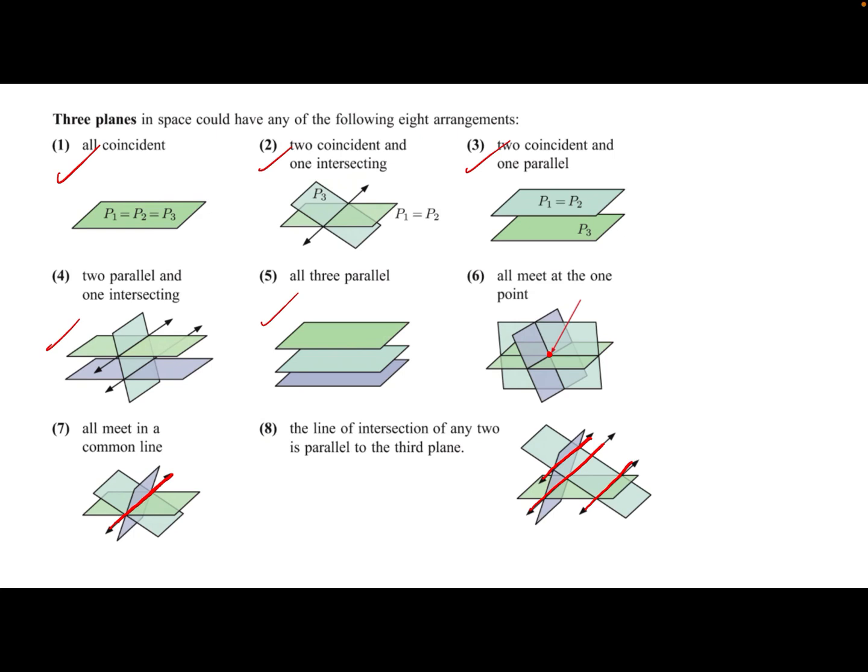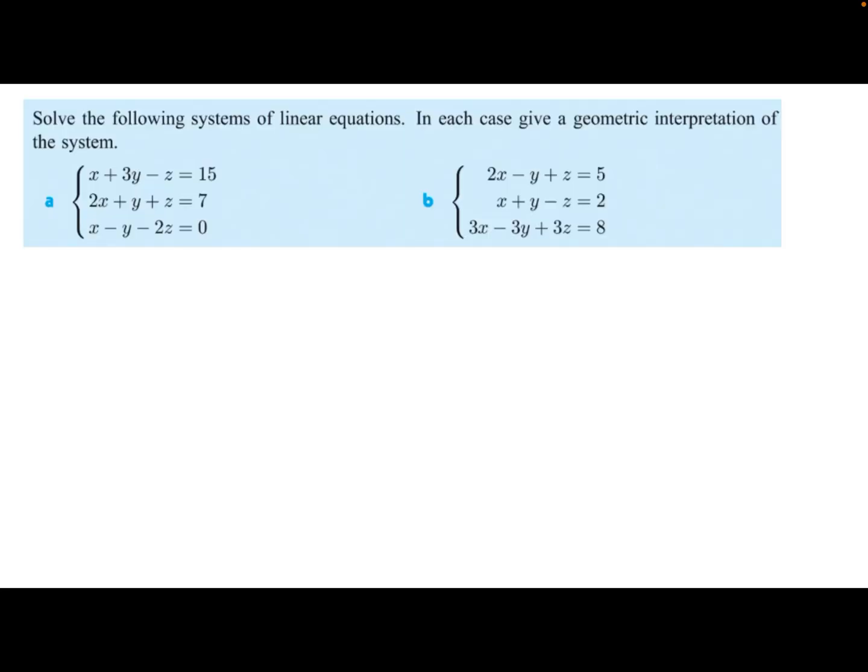So what you might need to be able to do, you might be saying, here are three planes, and you've got to be able to find out what's happening, what sort of geometric representation is actually going on. So let's have a look here. We're going to solve the following systems of linear equations, and in each case, we're going to give a geometric interpretation of the system. So the first thing I'm going to do, I'm just looking at part A. Are there any parallel planes?